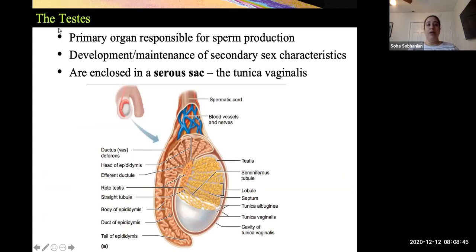So again, when you're looking at the testes, they are going to be responsible for the sperm production. They're also going to develop and maintain the secondary sex characteristics. I want to just make a quick note for you guys here. When we're talking about secondary sex characteristics, what I mean by that is deeper voice in male, having body hair, having facial hair, having more muscle mass, producing more blood.